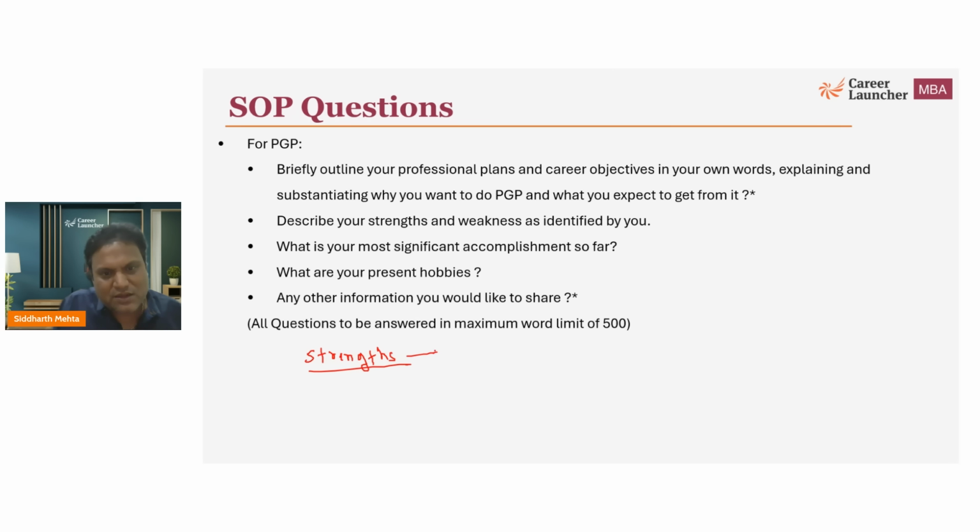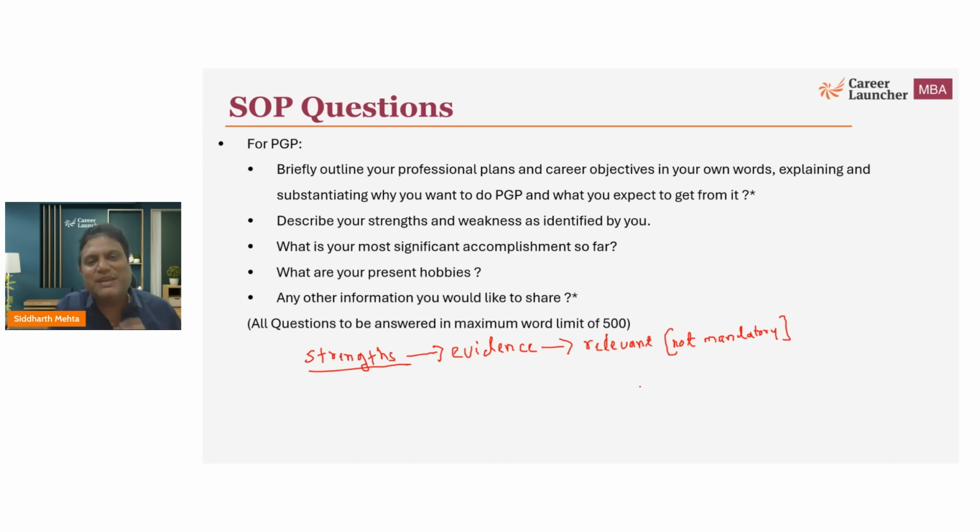Strength, basically, should have 3 parts. What do you believe is your strength? Give me the evidence of it, because without evidence, it is of no use. And if you can show how it is relevant, right? How the evidence and the strength you are showing are relevant for MBA, that will help. But this is not a mandatory part. If it can be done, fine. If it cannot be done, don't worry about it. But the first 2 things are absolutely mandatory.